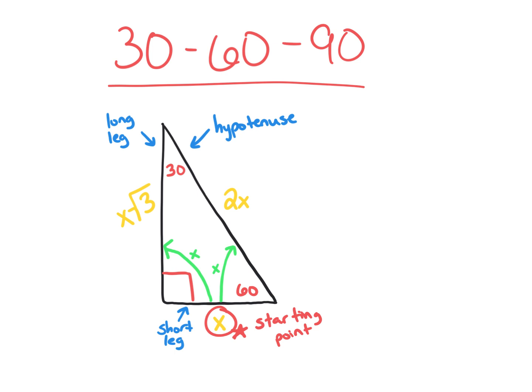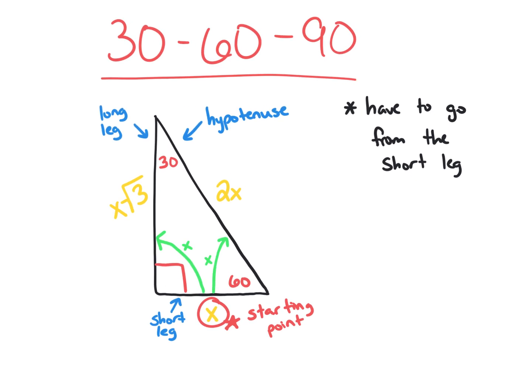Okay? Here's the thing. I cannot go from the long leg to the hypotenuse. I cannot do that. You always have to go from the starting point. So, a little note I want you to make. You have to go from the short leg. Okay. If you know the short leg, you can easily find the long leg and the hypotenuse. If you don't know the short leg, that's what you want to find first. Okay? But the model works the same as what the 45, 45, 90 did. It is just with different values.